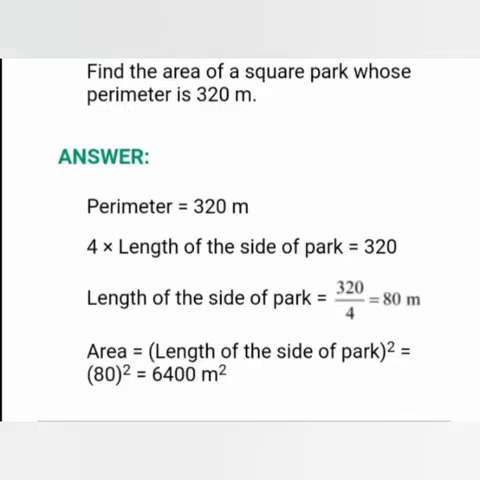See one more example. Find the area of a square park whose perimeter is 320 meters. Perimeter is given as 320 meter, and the formula is 4 into the length of the side of the park is equal to 320. So when we transpose 4 to the right hand side, we get 320 upon 4, that is 80 meter. Therefore the area is equal to the side squared, 80 square, that is 6400 meter square. In this way we'll find the area.